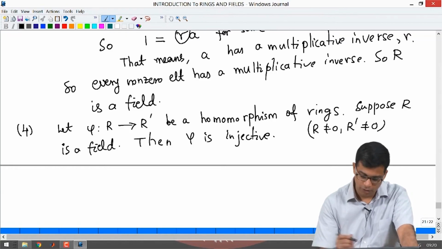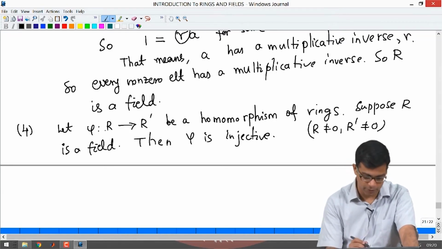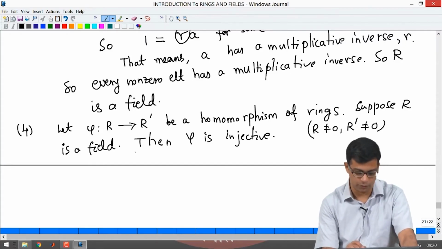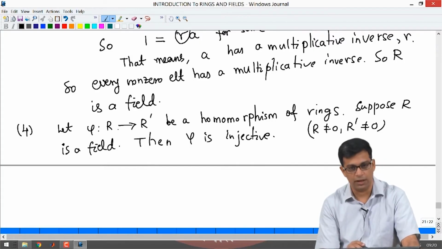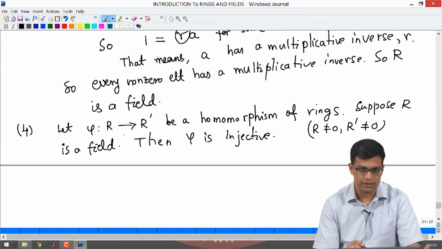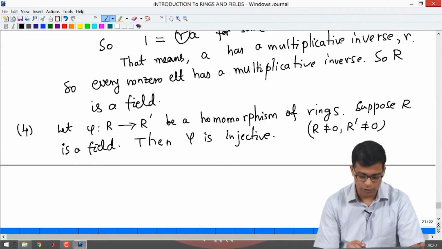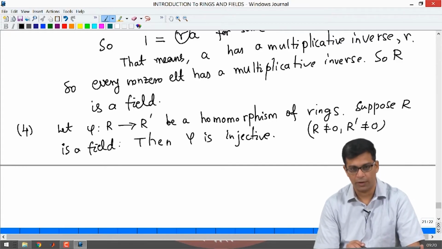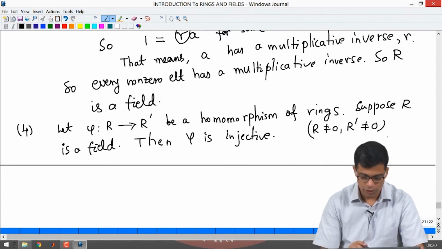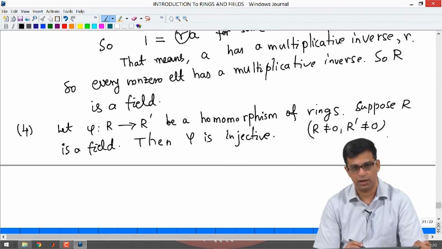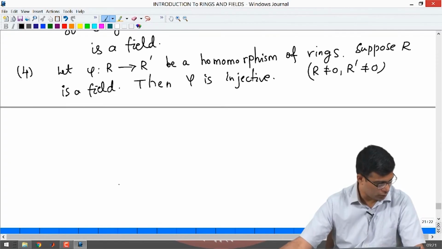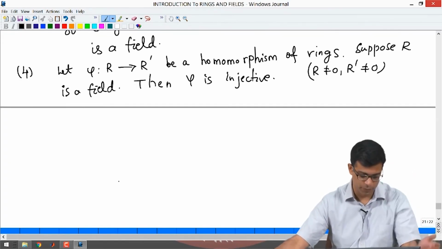So, here the domain ring R is a field. I claim then that the ring homomorphism is automatically injective, and the reason is its kernel is an ideal of R. R is a field. So, all ideals of R are either 0 or R. So, kernel is either 0 or R, but kernel cannot be R because 1 goes to 1 for a ring homomorphism and that is not 0. So, kernel is not equal to R. So, kernel is equal to 0, which by an earlier problem means phi is injective. Okay. So, this is a straightforward application of the previous two problems.